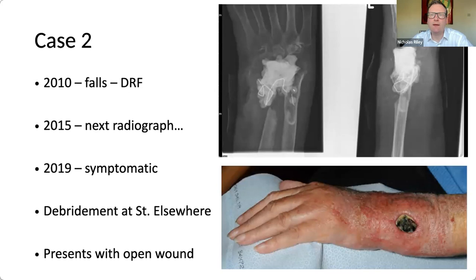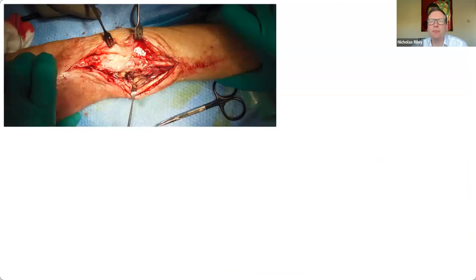but they're not able to close the ulnar side. So she has a VAC treatment for around 3 to 4 months and then presents to our institution with this open wound over the ulnar. So I take it to theatre and this is what we find.